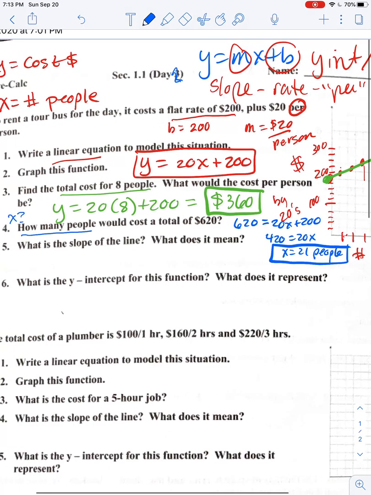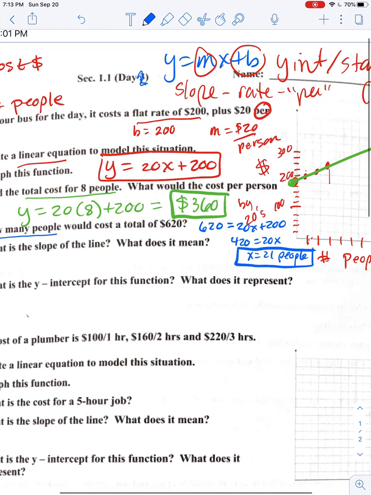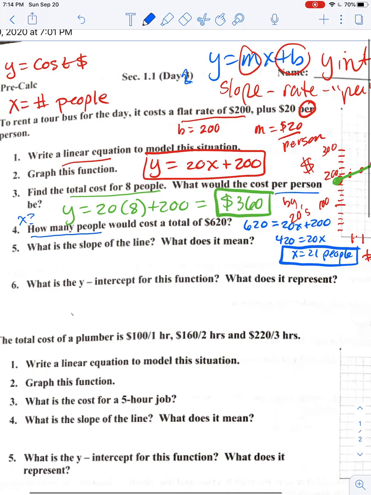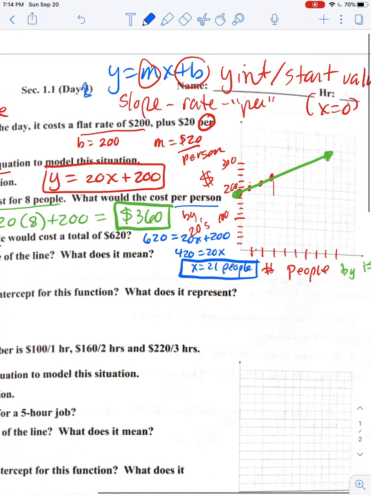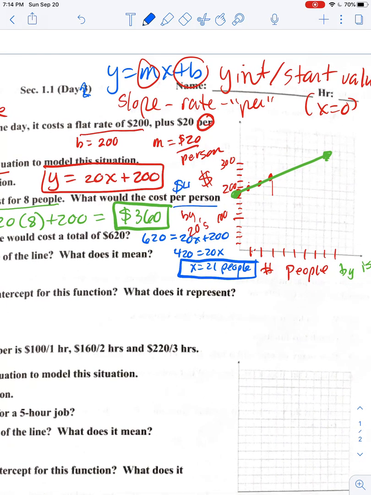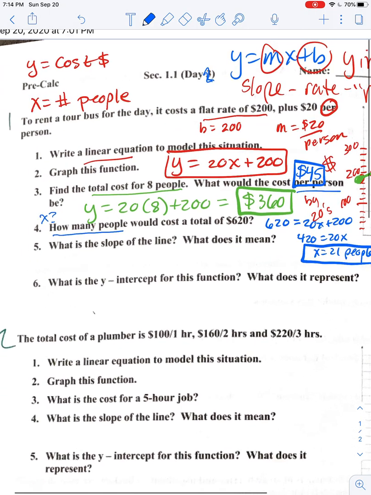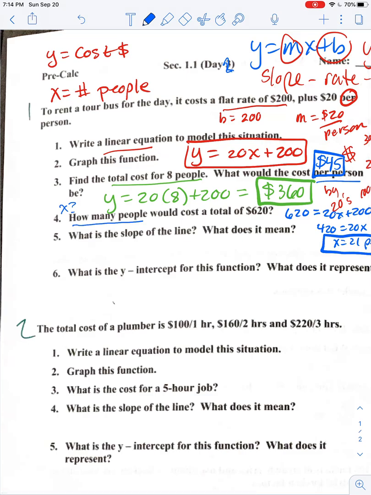So you have to just pay attention to whether they're giving you the x and asking for the y. This one says, what would the cost per person be? So I had 360 total, but that was for 8 people. So if you divide that, you end up with $45 per person. So that's really crowded in there. I apologize. Okay, so this one is asking me, what is the slope of the line?